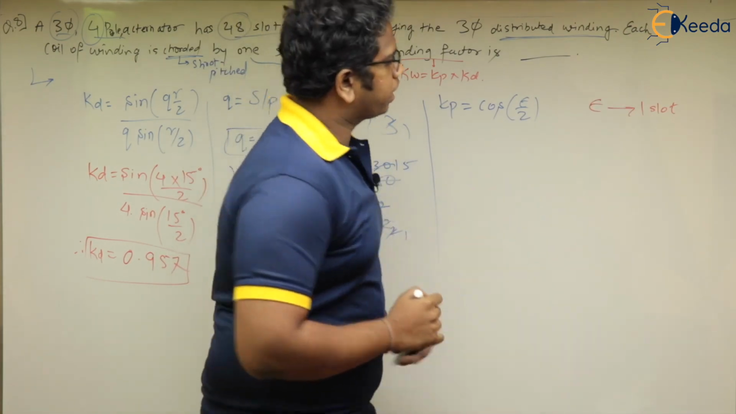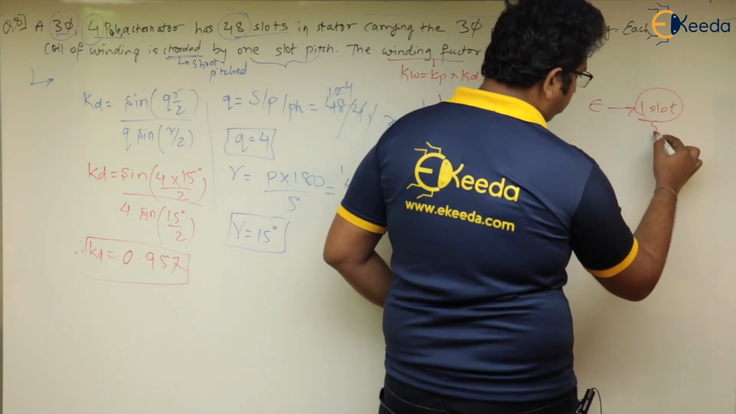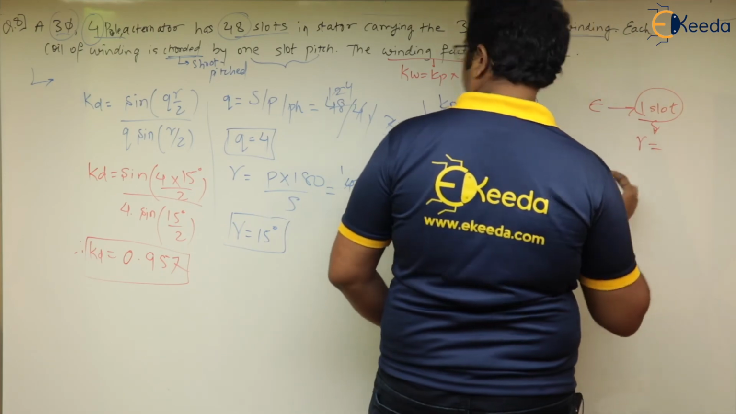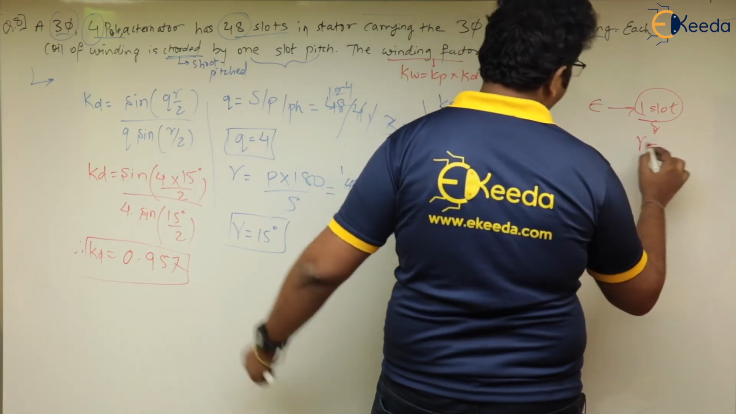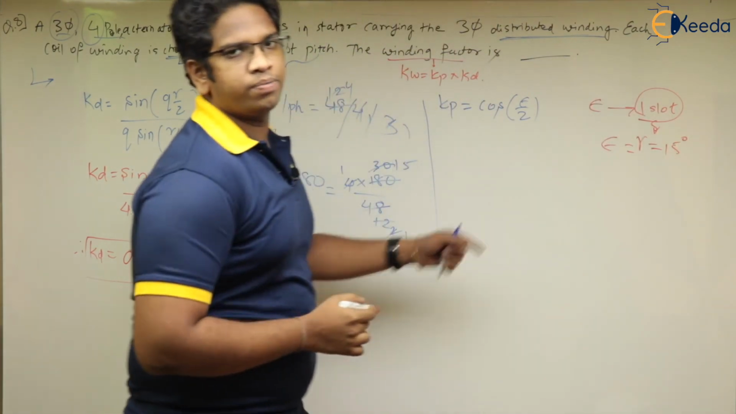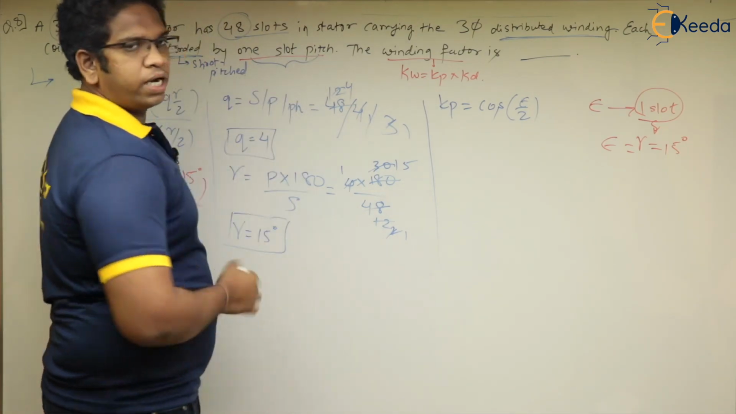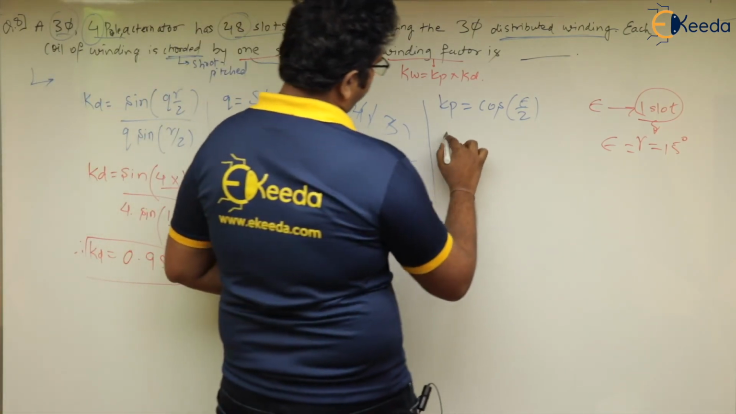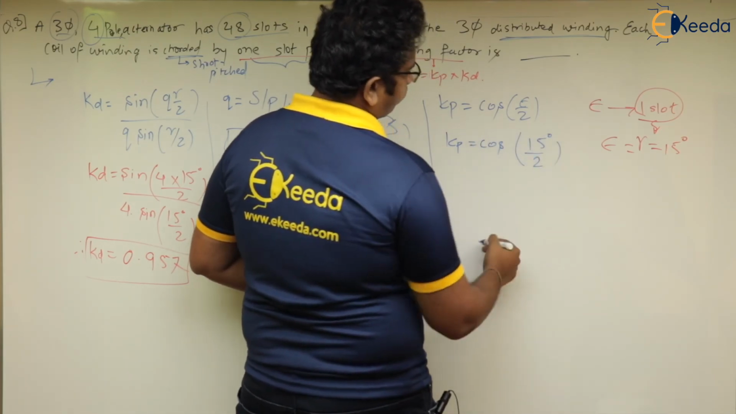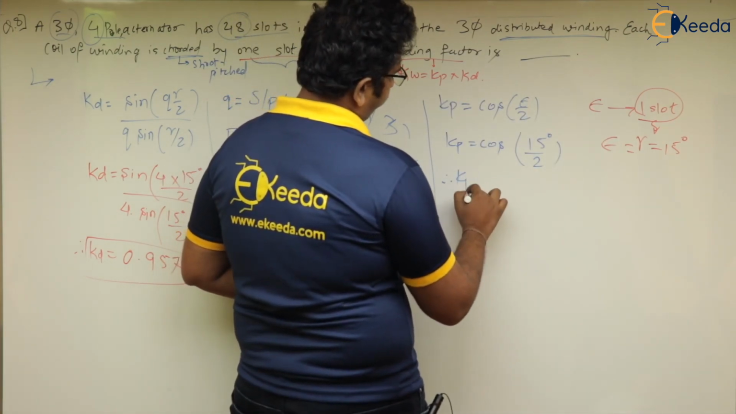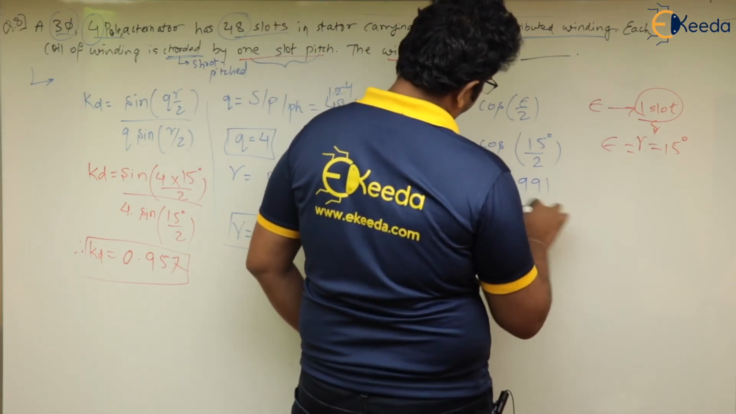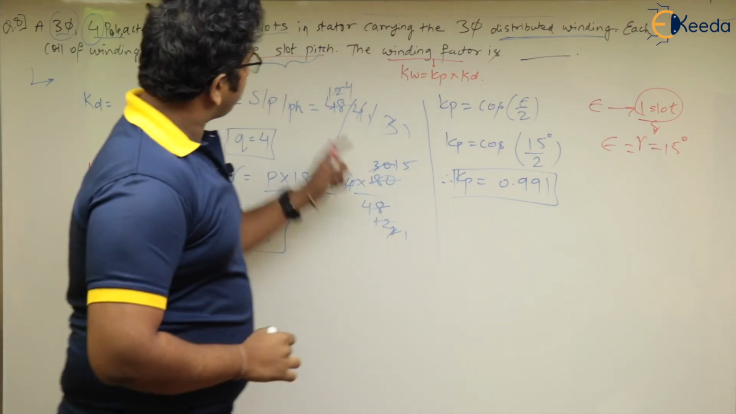Now what is the angle? Because you need an angle. So you don't need one slot, you need the slot angle. How much is slot angle? Slot angle is nothing but gamma, which is nothing but how much? 15 degrees, right? So your epsilon is nothing but gamma, which is 15 degrees here. Why? Because it is chorded by only one slot pitch. That is the reason. So just replace it. You get Kp equal to cos of 15 degrees by 2, because epsilon is going to be 15. After solving this, you get Kp equal to 0.991.